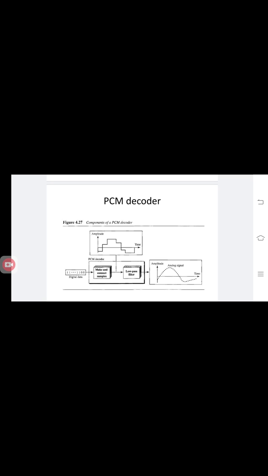So for the PCM encoder, what is the input? The input is the analog signal, and the output is a digital signal. At the reception side, we have a PCM decoder. The main component of the PCM decoder is a low pass filter. It takes a digital signal as input and produces an analog signal.